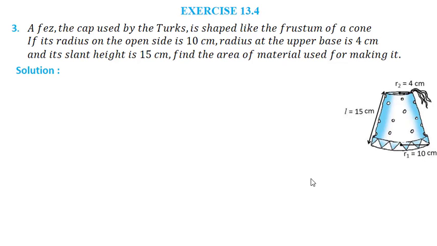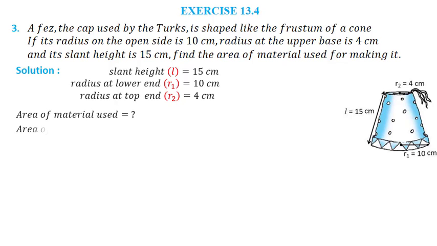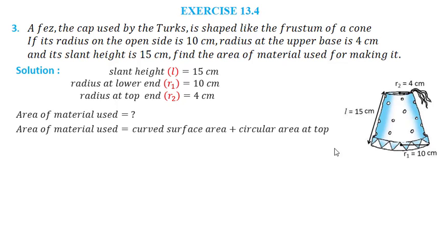Now first we will write what is given. Slant height is given 15, radius at lower end is given 10 centimeter and radius at upper end is given 4 centimeter. We have to find the area of material used. So area of material used, as discussed, is equal to curved surface area plus circular area at top.